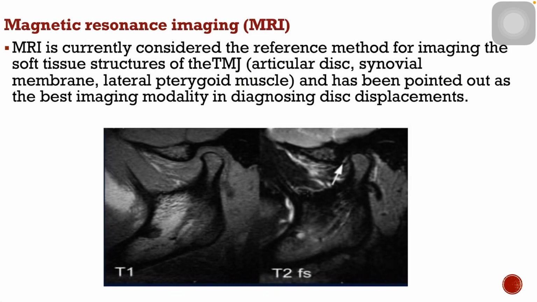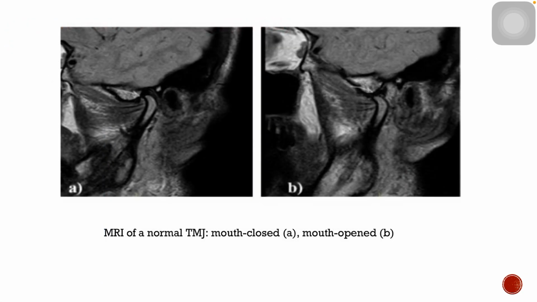An MRI is currently considered the reference method for imaging soft tissue structures of the TMJ اللي هي articular disc, synovial membrane, lateral pterygoid muscle, and has been pointed out as the best imaging modality in the diagnosis of the disc displacement. This is an MRI radiograph.